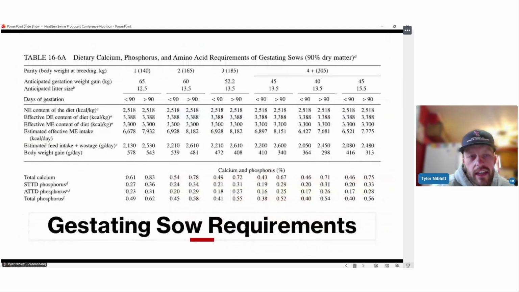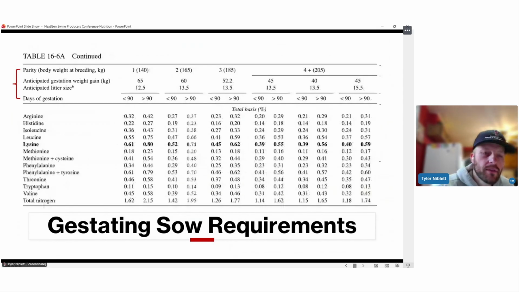So here is the table for gestating sow requirements. The NRC breaks this down based on parity, gestation weight gain, and days of gestation. And then you have your energy, same layout as the grow finish tables. And then you look at body weight gain per day. And then we've got our various amino acid requirements here as well on a total basis.